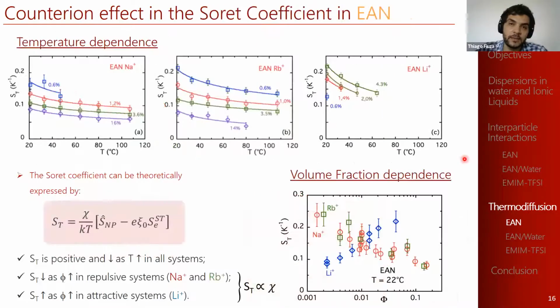Now, talking about the Soret coefficient, we can see that for either sodium, rubidium, or lithium, it is always positive, and it reduces as the temperature increases. This can be understood by this term in the equation. However, the volume fraction of the nanoparticles shows a different behavior. For sodium and rubidium, it reduces as the temperature increases, and for lithium, it increases, which is proportional to the osmotic pressure that we showed before.